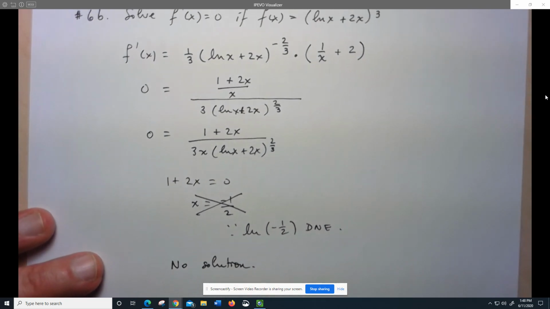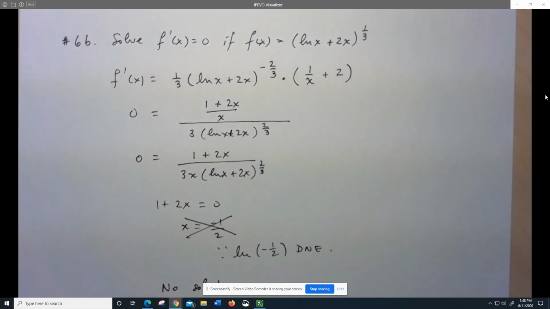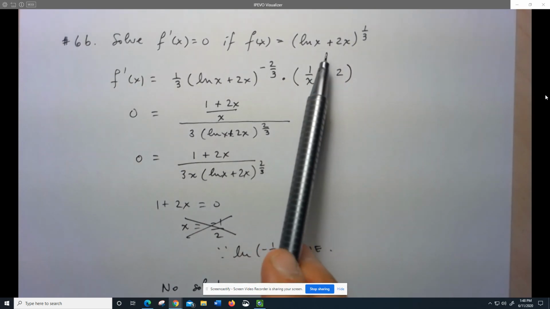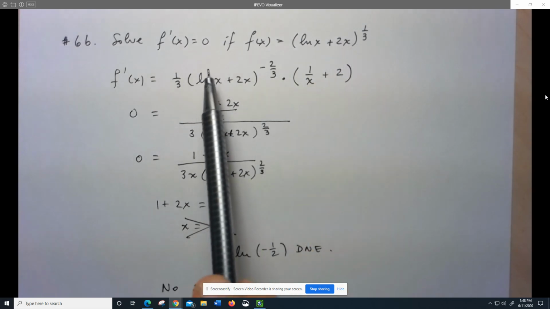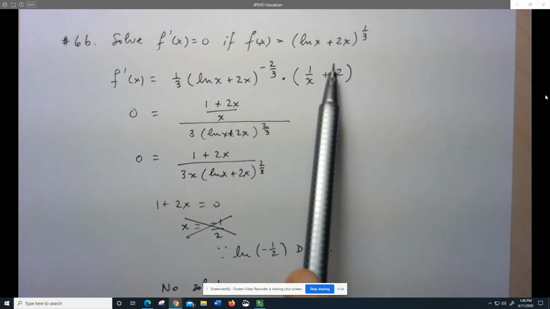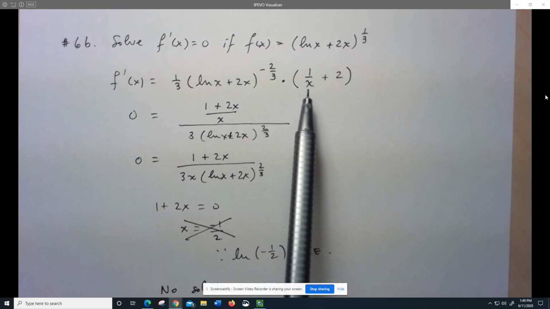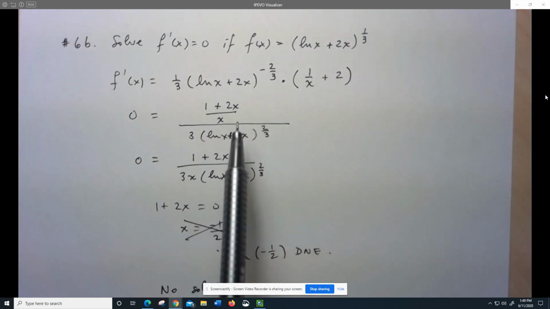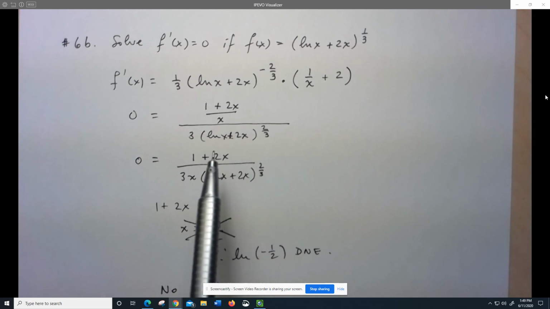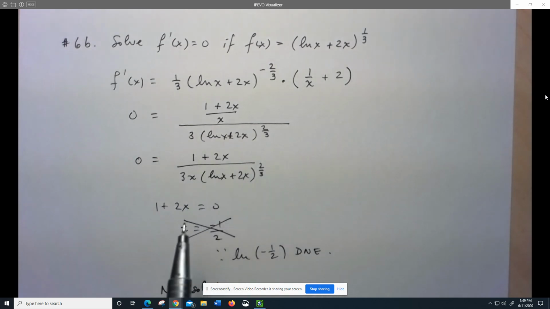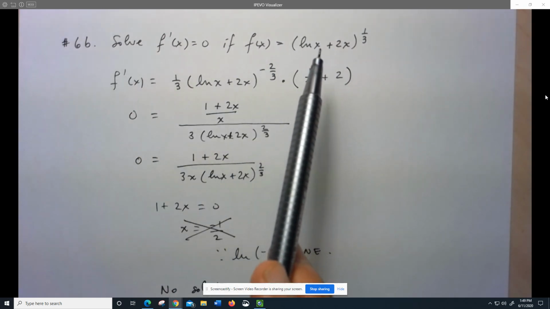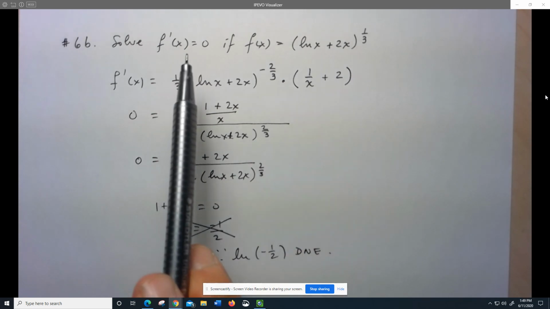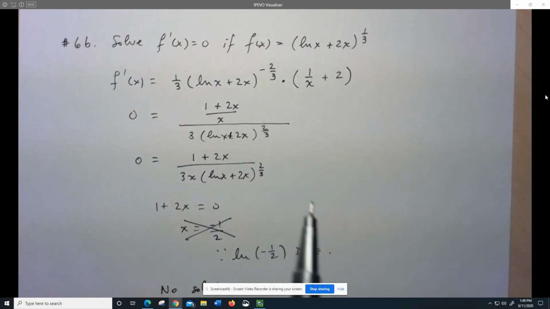Just to recap here, the first thing was to recognize that we needed to use the chain rule. So take the derivative of the outside function, which is x to the 1/3, and then multiply that by the derivative of the inside function. Again, we had to use the derivative of ln x. Do my simplification, ended up with a single fraction. The numerator needed to be equal to 0. The problem was that the solution was not in the domain of the original function. So in the end, there was actually no x value that makes the derivative equal to 0. All right, that's it for these.